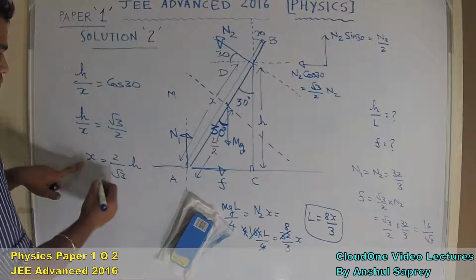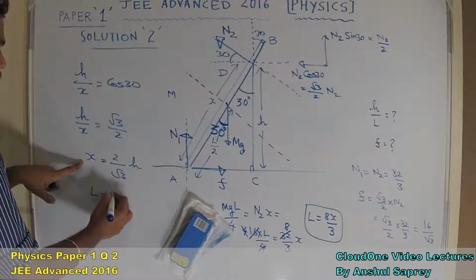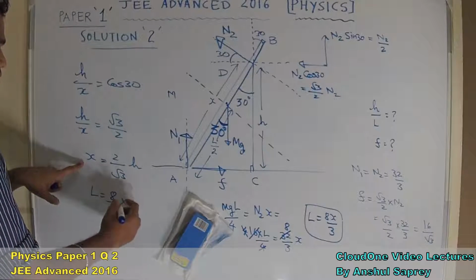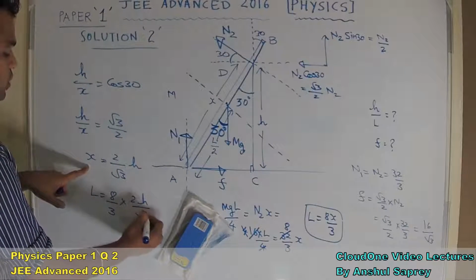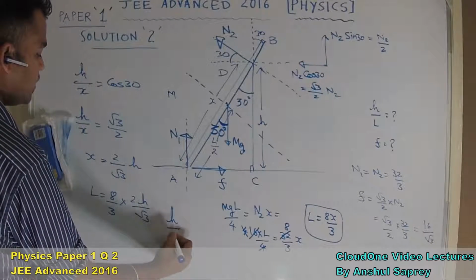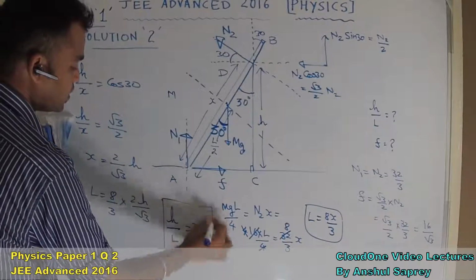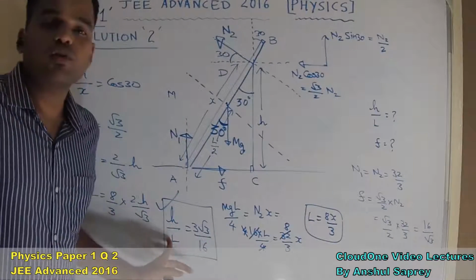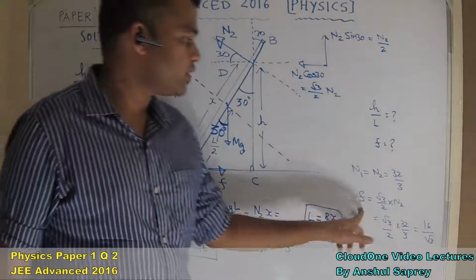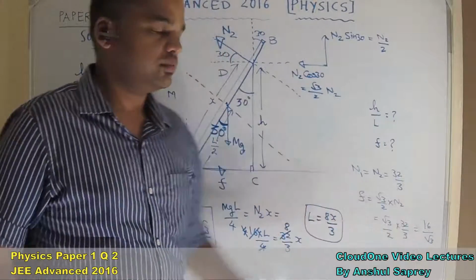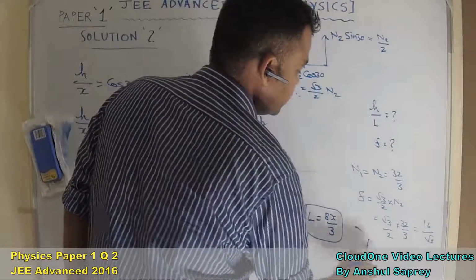So we have L is equal to 8 by 3 into x, which is 2h by root 3. So h by L is equal to 3 root 3 by 16. This is our answer. So we have got the ratio h by L, and also friction is equal to 16 by root 3. So this is our answer D in the question.